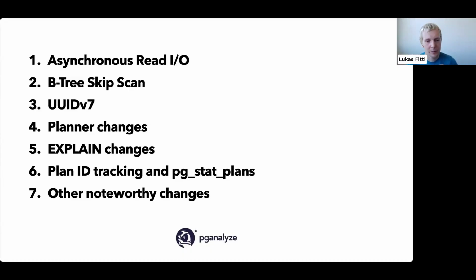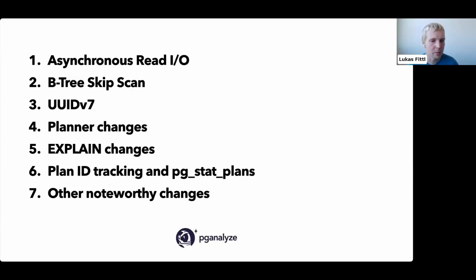Okay, so we're going to talk about a bunch of things today. I'm going to start you off talking about asynchronous read I/O, which I think is one of the really key major improvements in this release of Postgres. Then we're going to talk a little bit about B-tree skip scan. We're going to move on to UUIDv7.